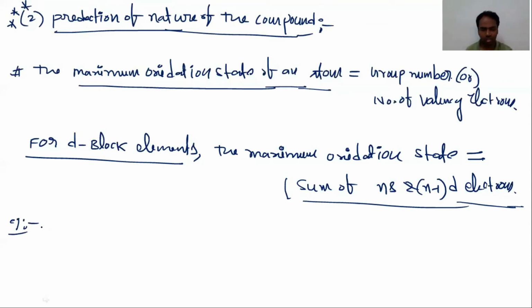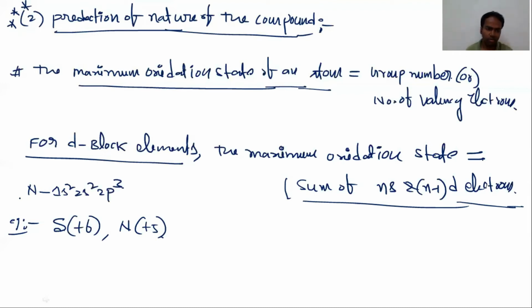For example, sulfur. What is the sulfur maximum oxidation state? That is +6 because it belongs to the 6th group. Then take nitrogen. What is the maximum state possible? +5. Nitrogen's electronic configuration is 1s2, 2s2, 2p3.